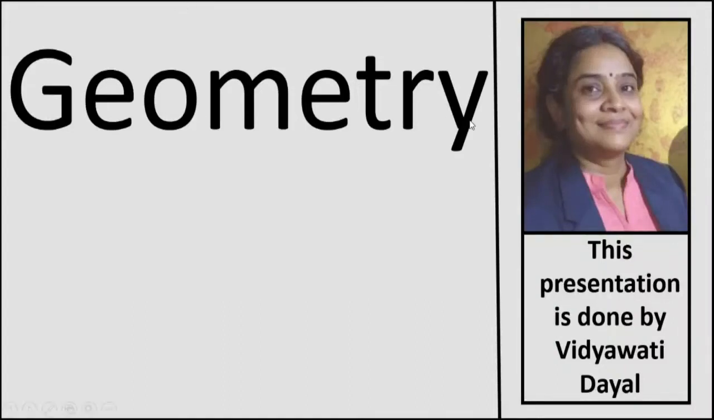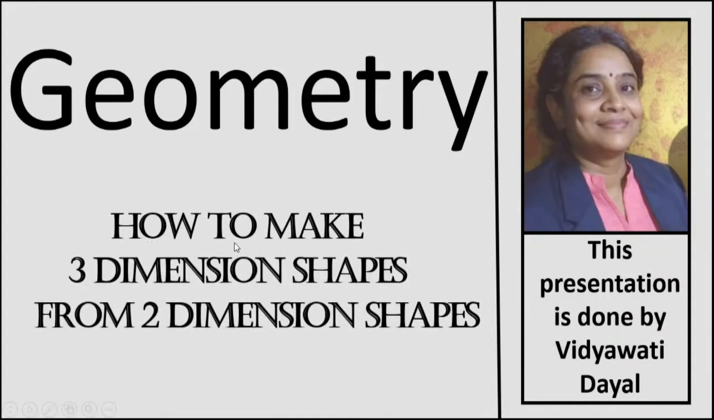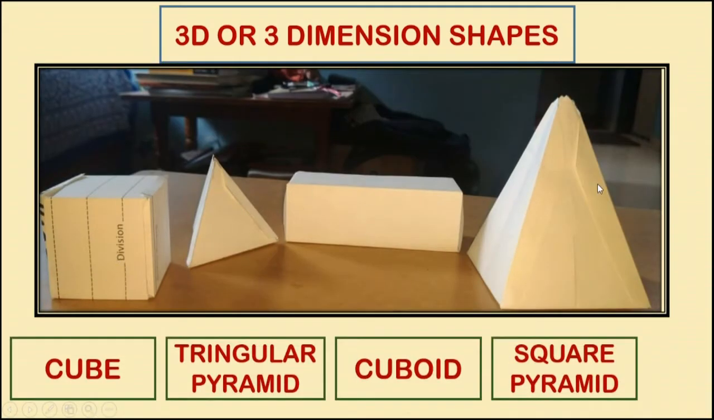Students, geometry. Today I will teach how to make 3-dimension shapes from 2-dimension shapes. These are 3-dimension shapes. First is cube. This is triangular pyramid. This is cuboid, and this is square pyramid. These shapes are made from 2-dimension shapes. Let's see how.